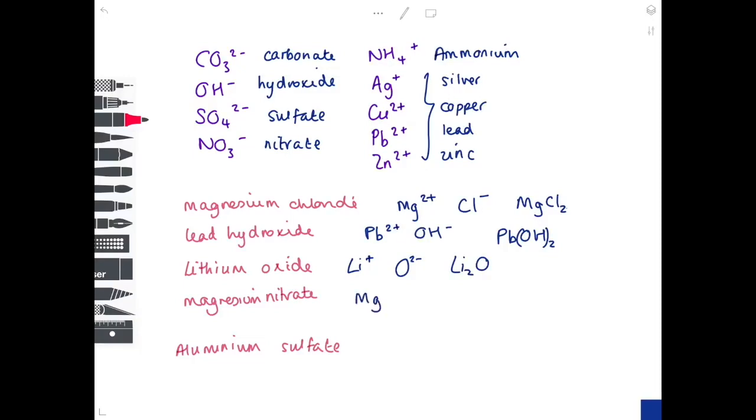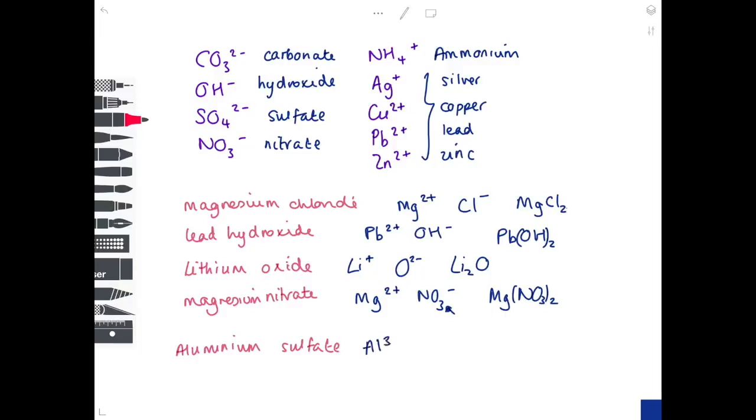Magnesium nitrate, magnesium is in group 2, so Mg2+. Nitrate you've got to learn from the list above, NO3-. You've got a 1- charge with nitrate compared with the 2+ charge on the magnesium, which explains why you need 2 lots of that nitrate, and you need to insert brackets again. Don't touch this 3 here, that just remains part of the formula. People get confused and start moving it around. No, that is the final answer.